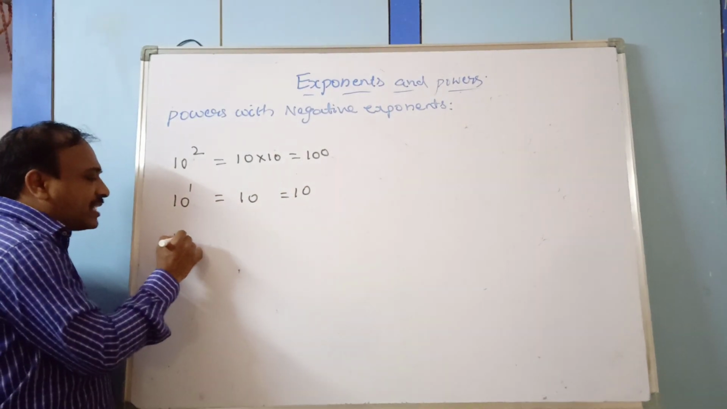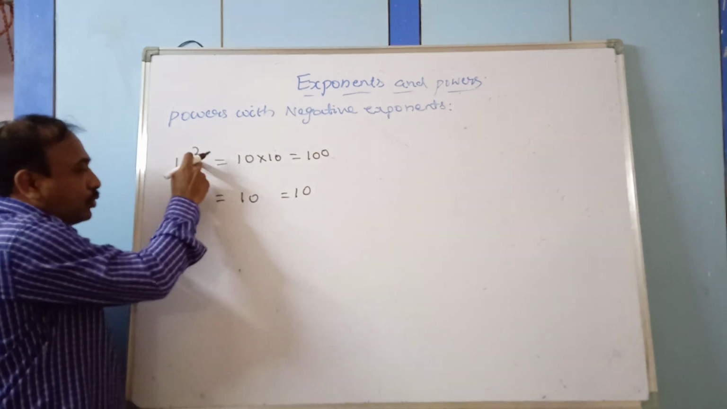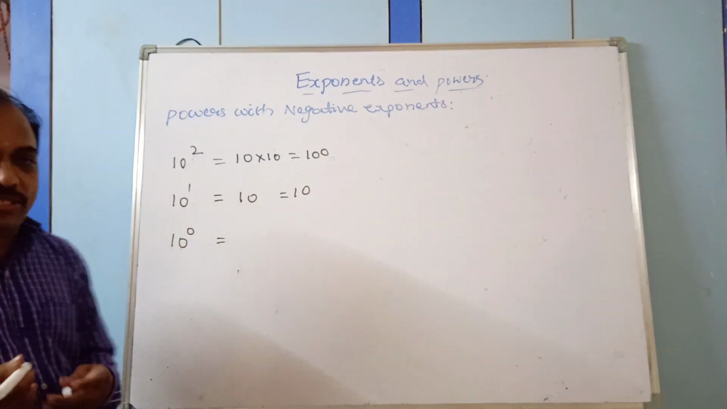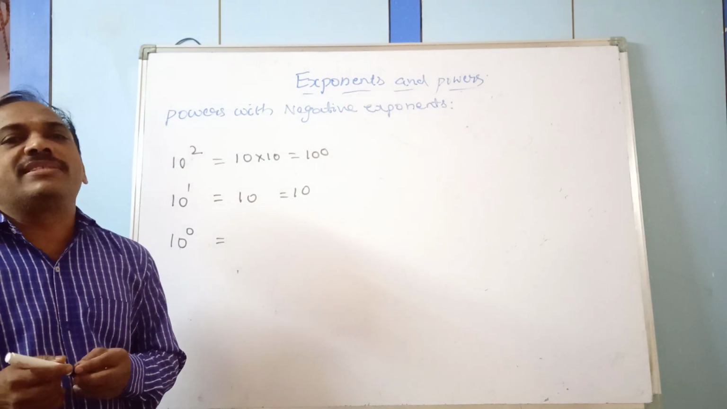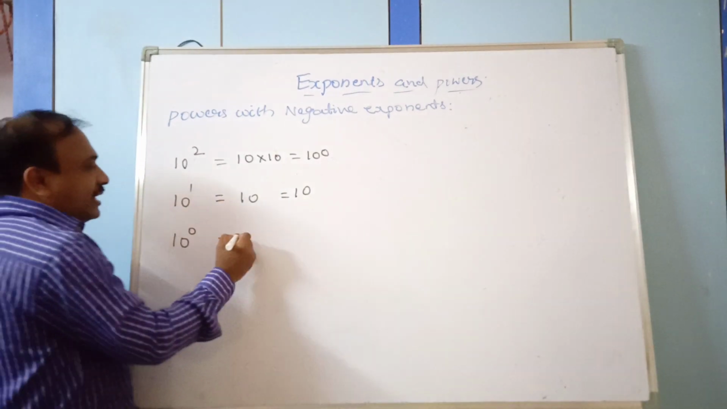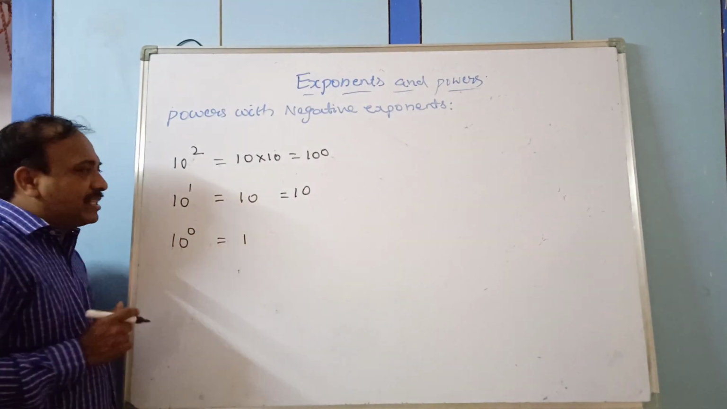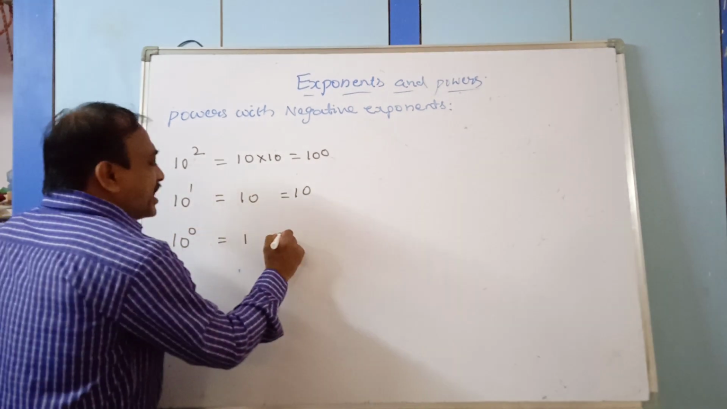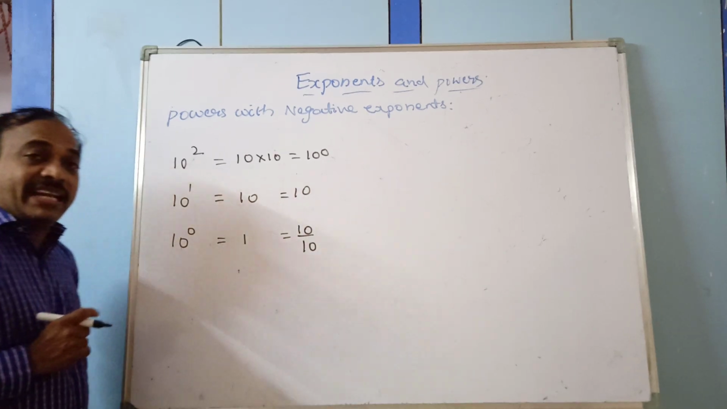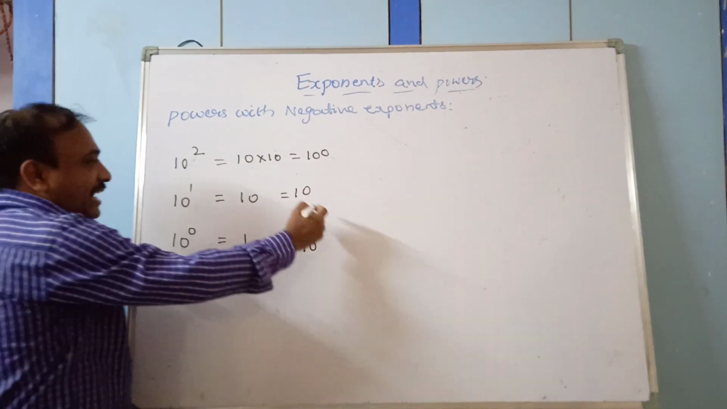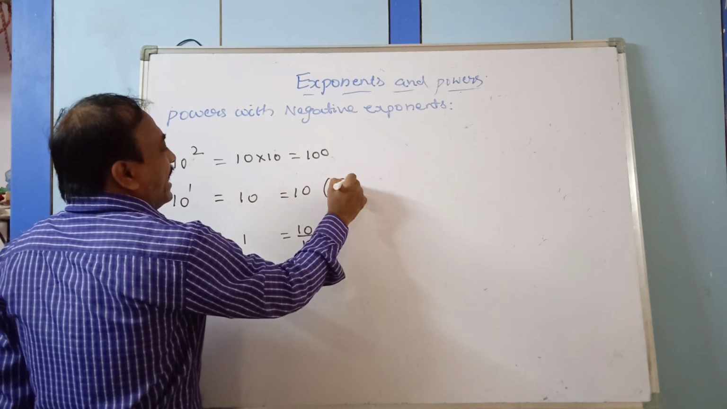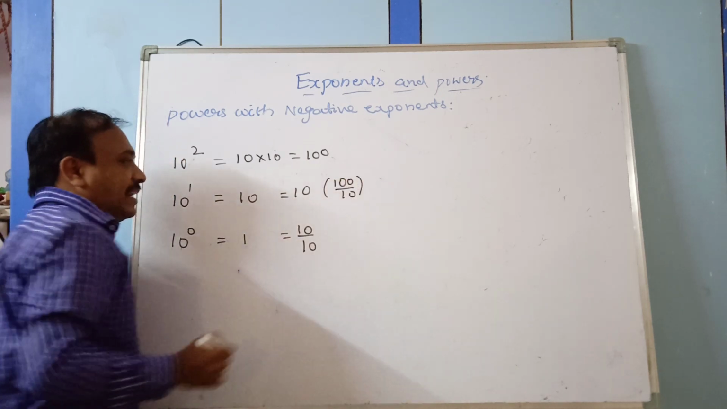Now 10 to the power 0. 2, 1, 0, 10 to the power 0. As we learned in the previous session, anything power 0 is equal to 1. So 10 power 0 is equal to 1, which can be written as 10 by 10. And here you see 100, which can be written as 100 by 10.